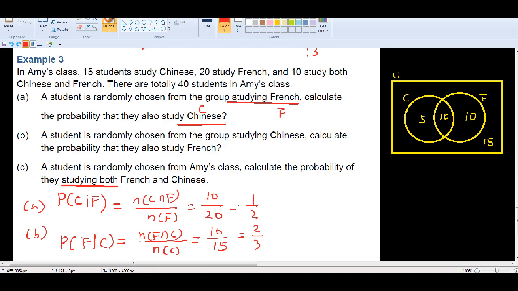Because the student has been randomly chosen for the group studying French, so it's given the student must be studying French in the first place. So for this one, it should be like Chinese and French. For B, chosen from a group studying Chinese. For C, studying both French and Chinese.